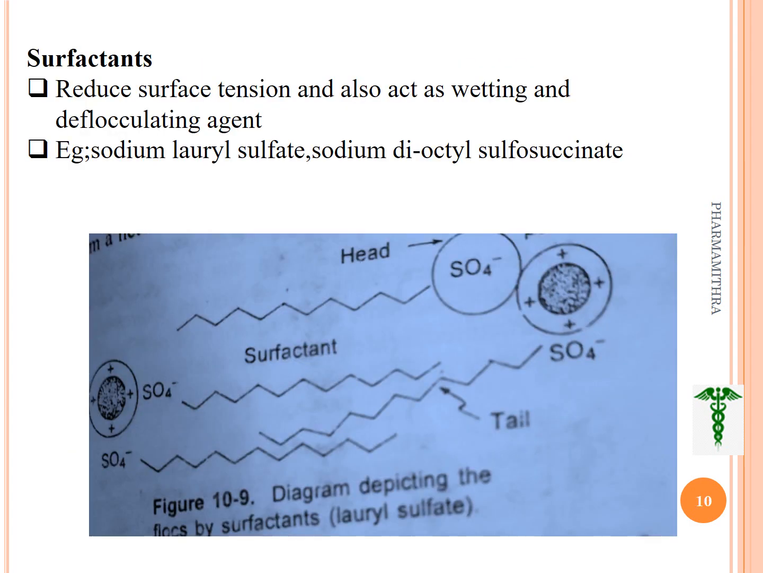Next example of flocculating agent is surfactant. What is the action of surfactant? They will reduce the surface tension and the surfactant will act as a wetting as well as deflocculating agent. Surfactant has a head as well as a tail part. This head will attach on the sulfate, like this tail part. This is a diagram showing the floc formed by the surfactant, let it be lauryl sulfate. This will reduce the surface tension and will act as a wetting and deflocculating agent. Examples are SLS or sodium dioctyl sulfosuccinate.